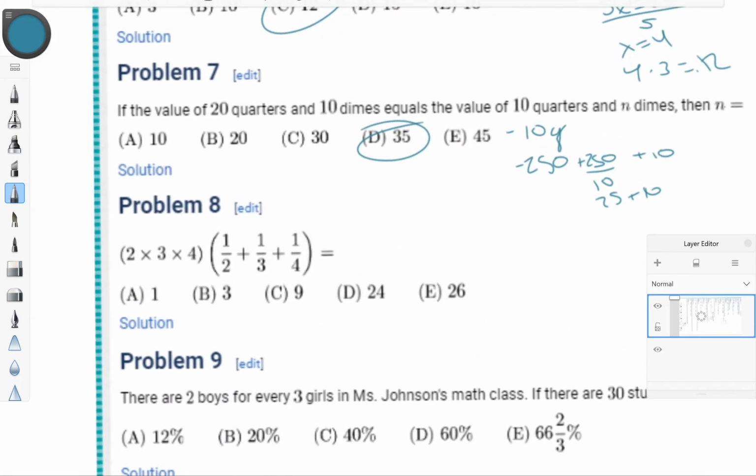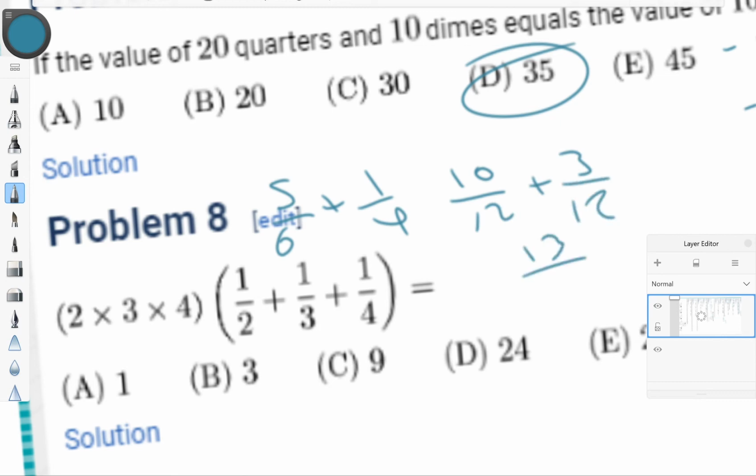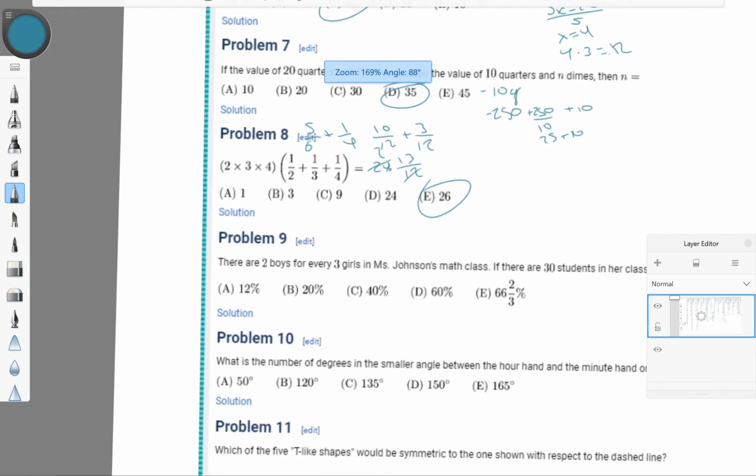2 times 3 times 4 times 1/2 plus 1/3 plus 1/4. I'm too lazy to do a trick, so we're just going to add them. 1/3 plus 1/2 is equal to 5 by 6, and then plus 1/4 is equal to 10 twelfths plus 3 twelfths. 13 over 12 times 24. 24 and 12 cancel. That's 2. It's equal to 26. 2 times 13.